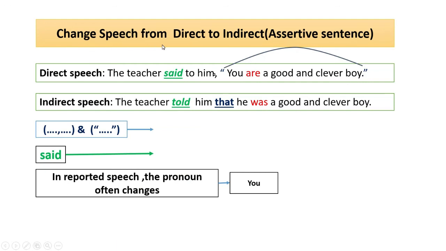Change speech from direct to indirect. Assertive sentence. Direct speech: the teacher said to him, you are a good and clever boy. Indirect speech: the teacher told him that he was a good and clever boy. And you see, in direct speech, the comma and inverted commas are omitted in indirect speech, and that is used. And said becomes told. In reported speech, the pronoun often changes. You changes to he.